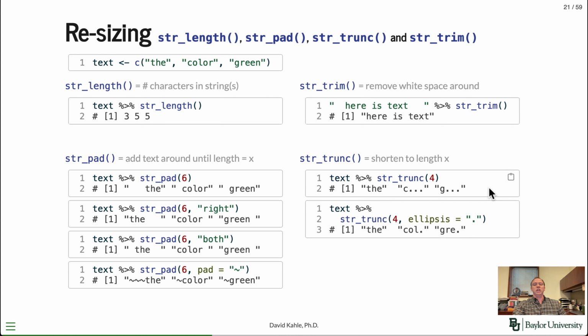Now you can change the ellipses, and in fact, RStudio does this a lot. There's a single Unicode character for the ellipsis, all really close together in one single character. You'll see that a lot going around in tidyverse stuff. So: str_length, pad, trim, trunc.